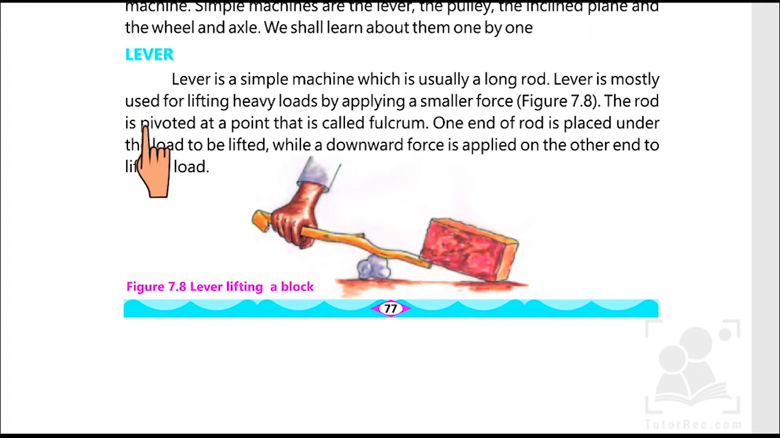Lever is mostly used for lifting heavy loads by applying a small force, as has been demonstrated in figure 7.8. The rod is pivoted at a point that is called fulcrum. One end of the rod is placed under the load to be lifted, while a downward force is applied on the other end to lift the load.